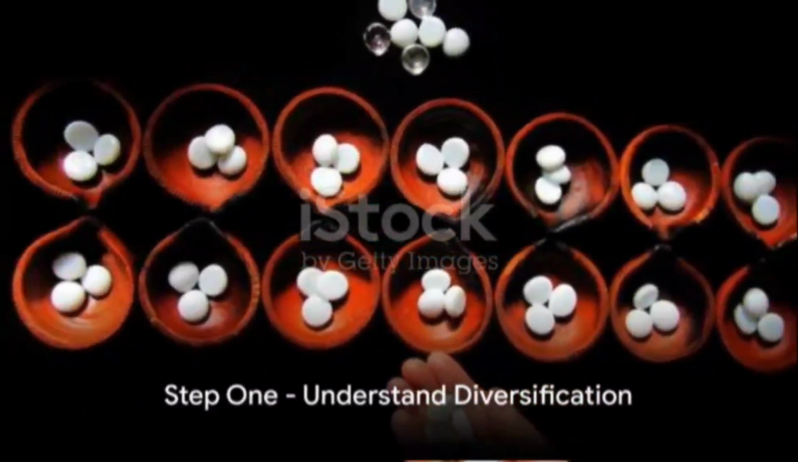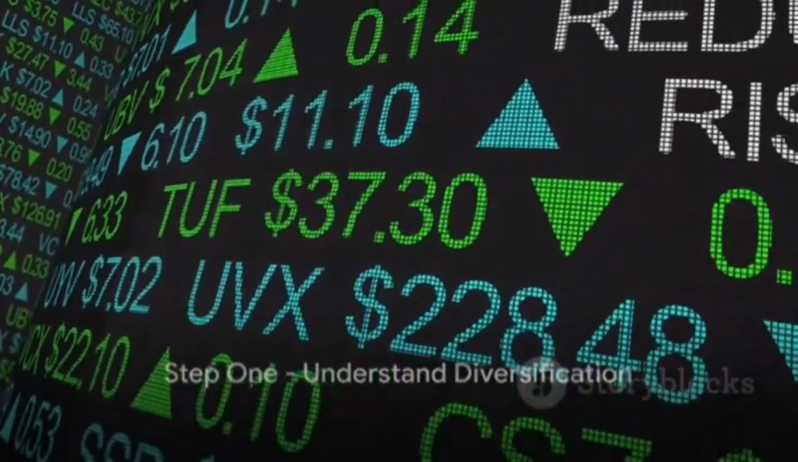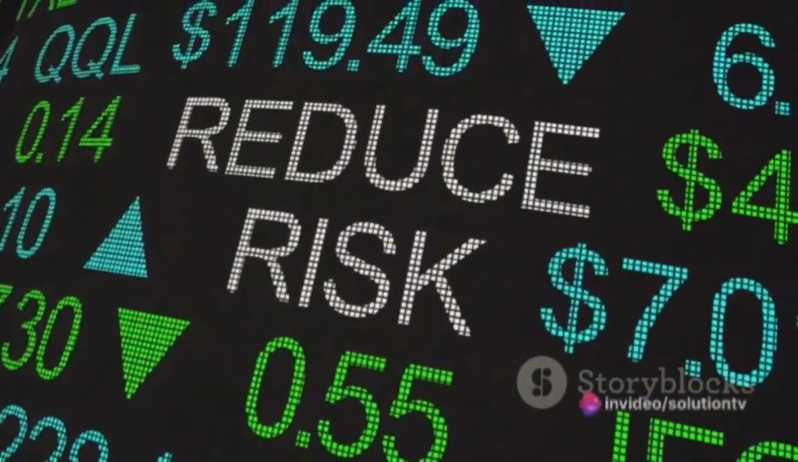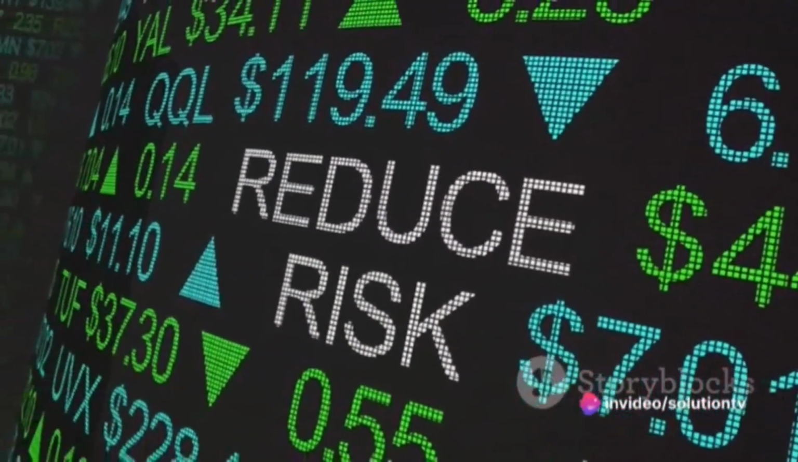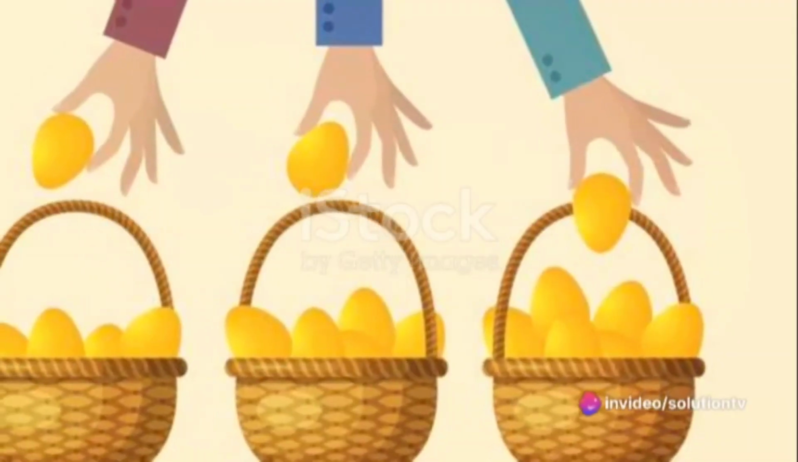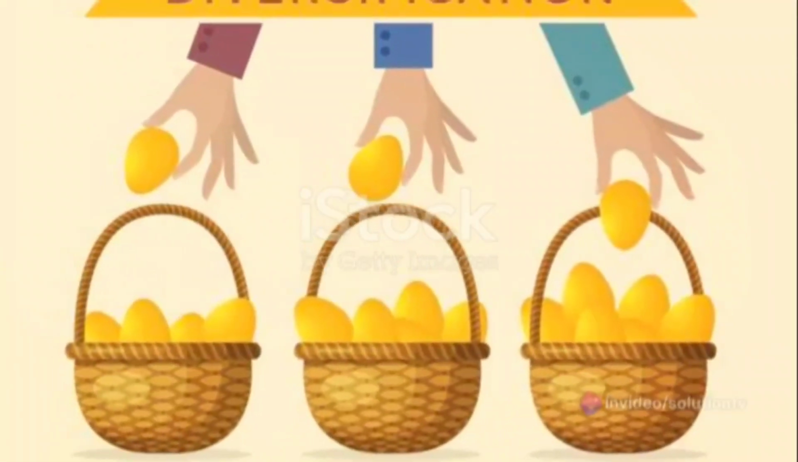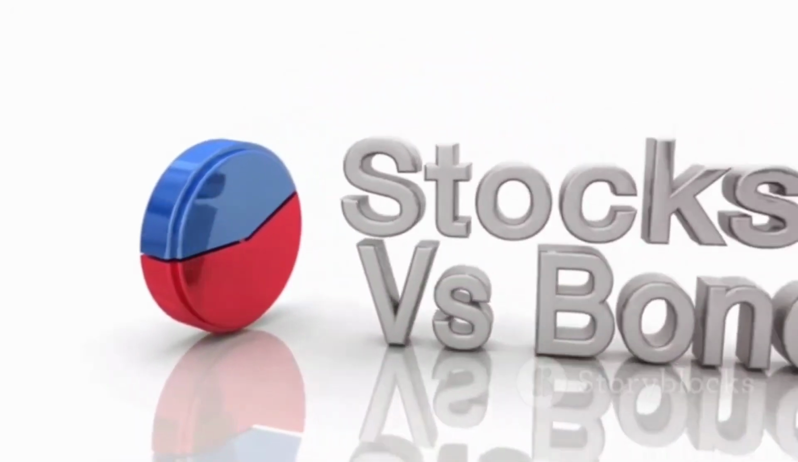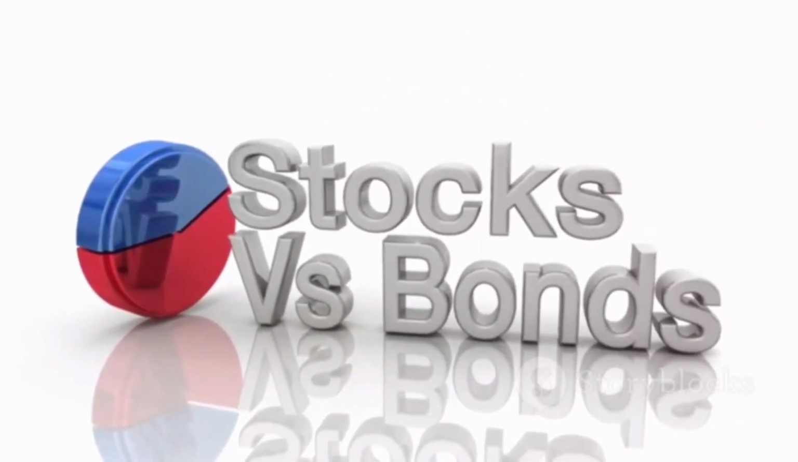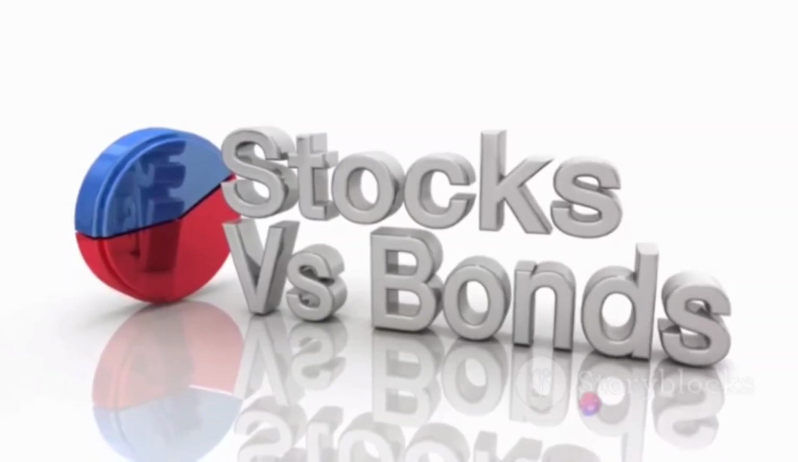Step 1. Understand diversification. Diversification is the process of spreading your investments across various types of assets to reduce risk. Imagine not putting all your eggs in one basket. If one asset performs poorly, others might perform well, balancing out the overall performance of your portfolio.